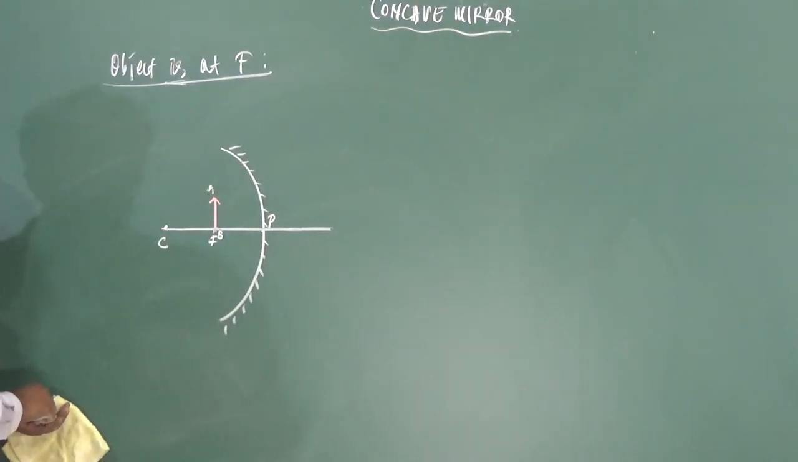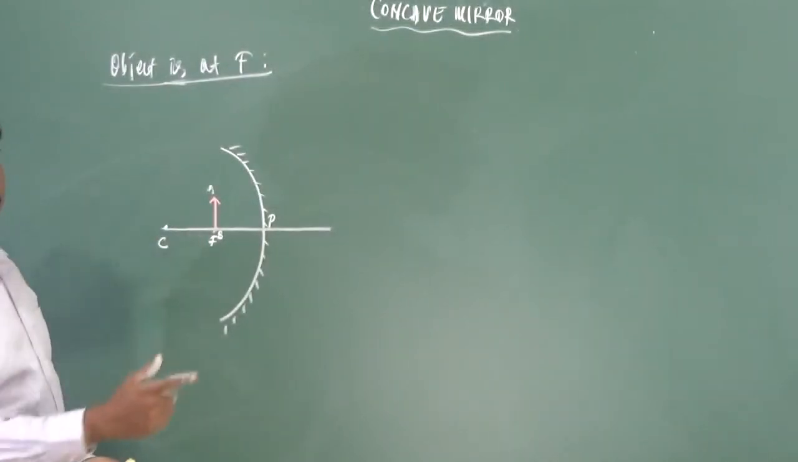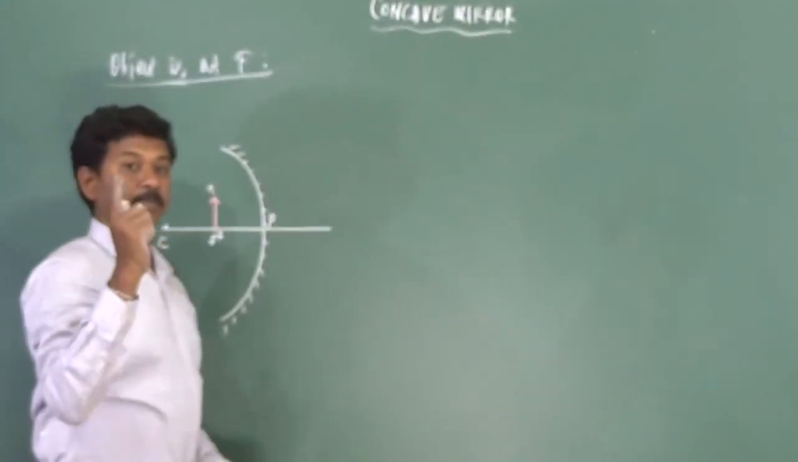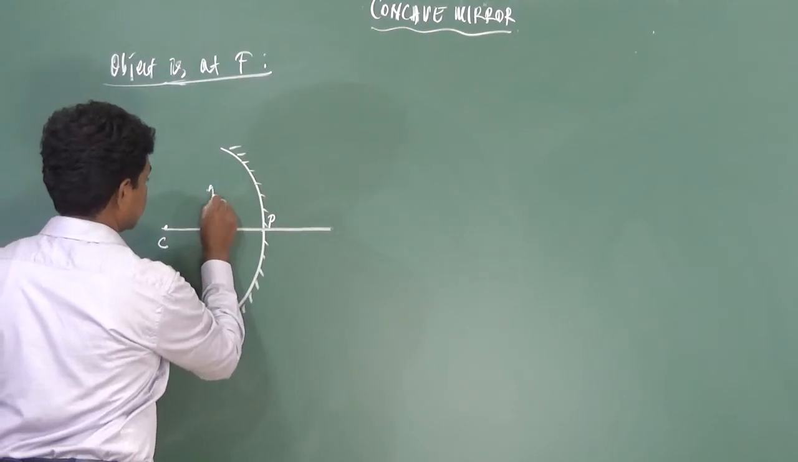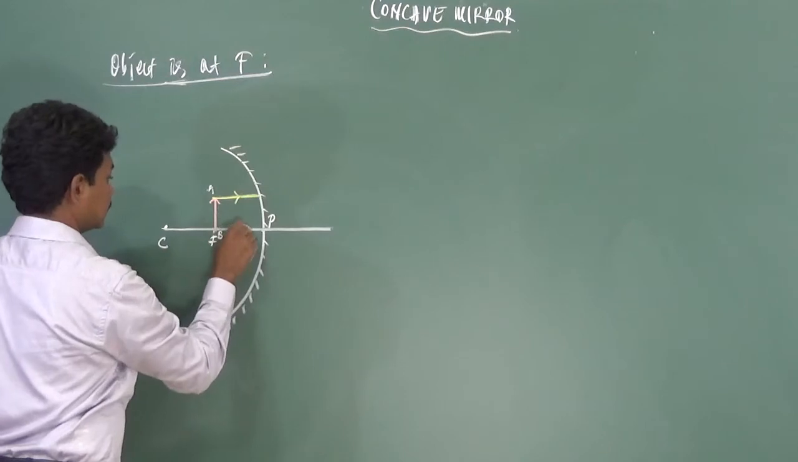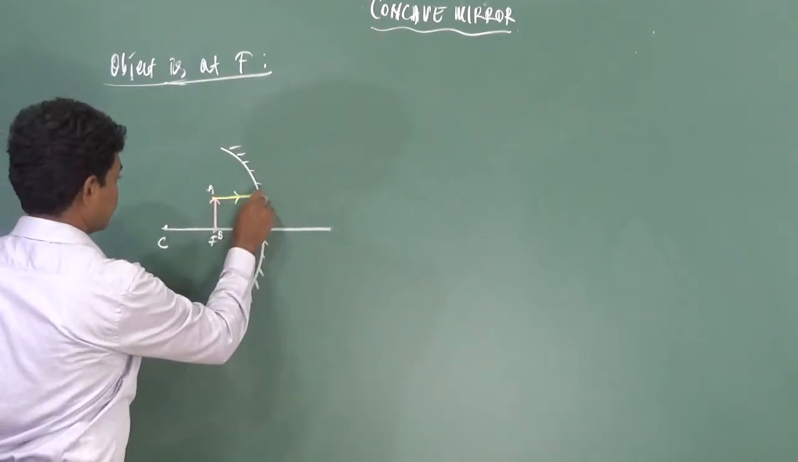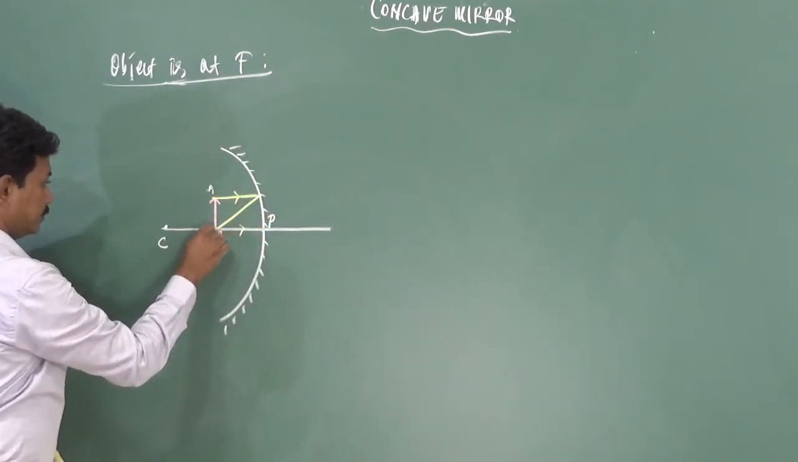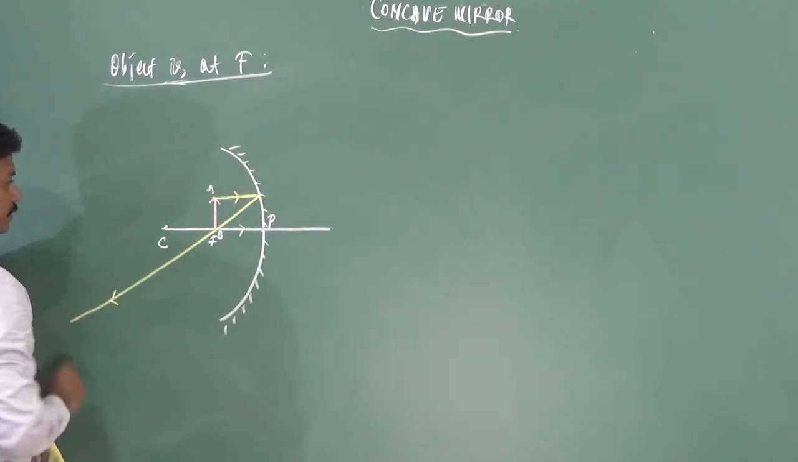Now, how to draw the ray diagram here? Usually one light ray we take from point A and make it travel parallel to the principal axis. Let us do it. The light ray starts moving exactly parallel to the principal axis. According to rule 1, as the light ray travels parallel to the principal axis, after reflection it is going to pass through the principal focus. This is the reflected light ray.